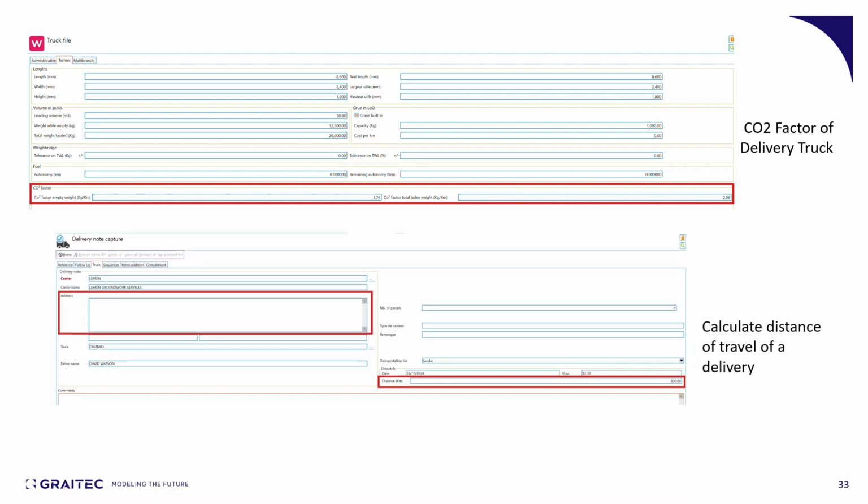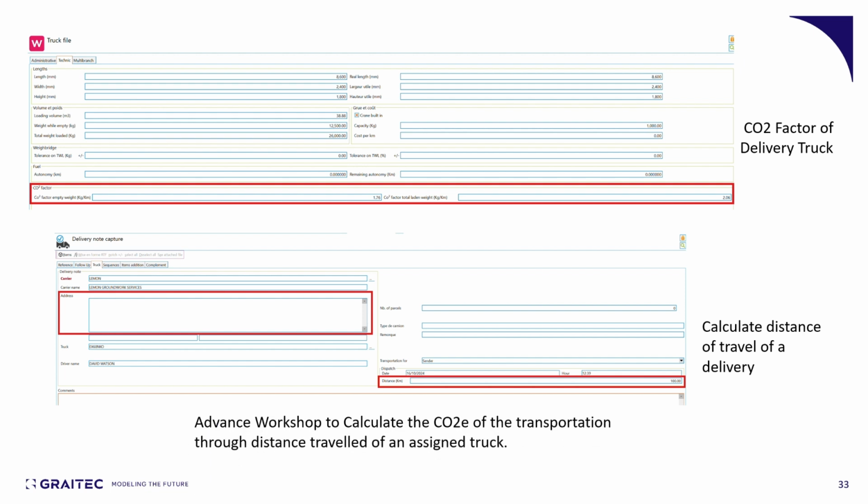And then when you are creating a delivery note, you will then specify the address. And if you have a Google API, it will automatically calculate the distance traveled from your factory site to the actual site itself, or you have the ability to manually input the distance traveled. And once you have the distance traveled for that specific truck with the CO2 factor, the advanced workshop will calculate the CO2 of the transportation through distance traveled in the assigned truck.